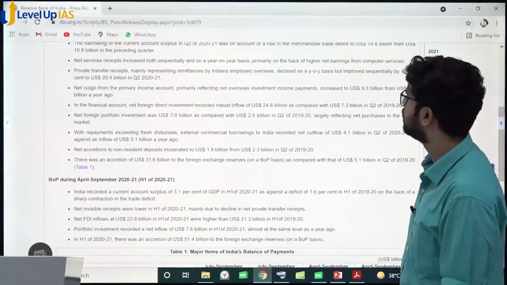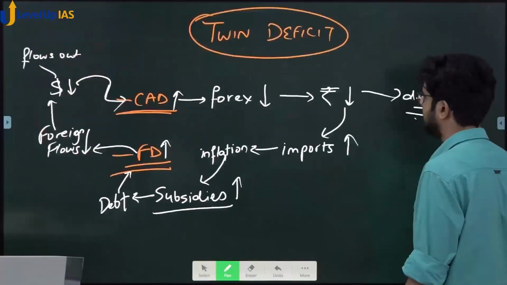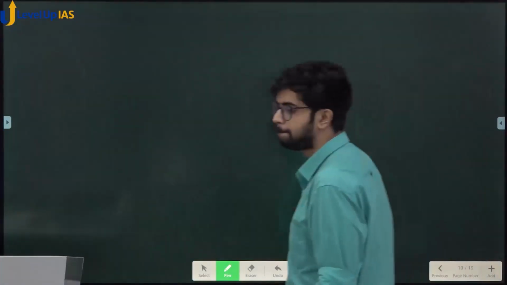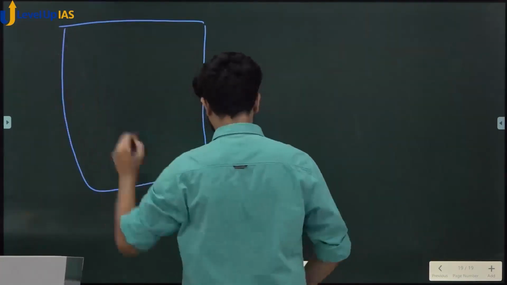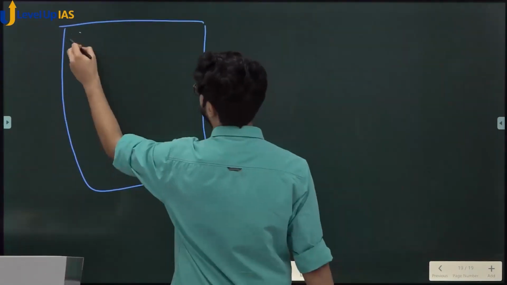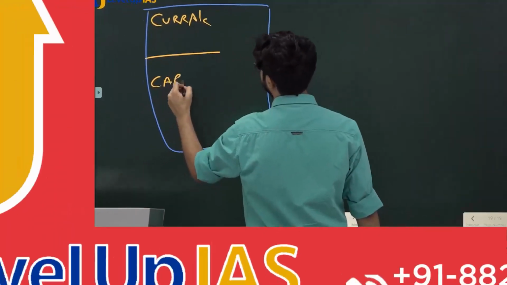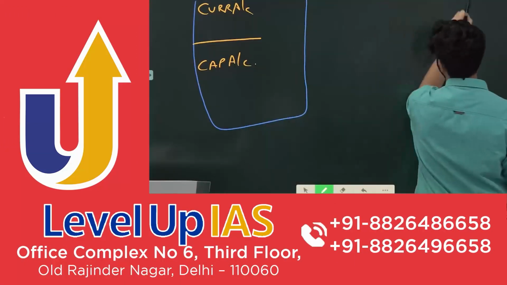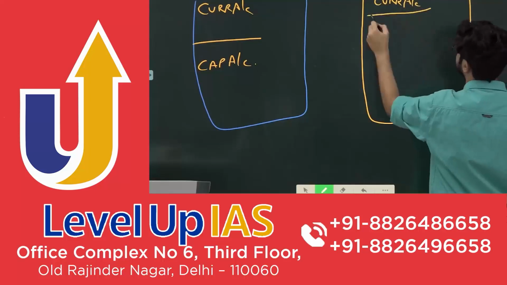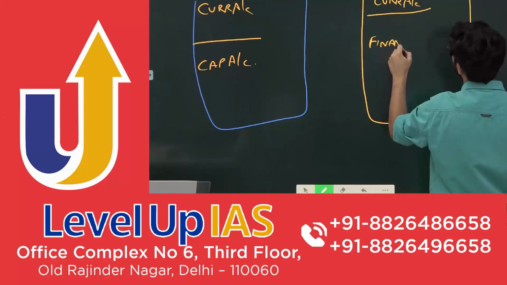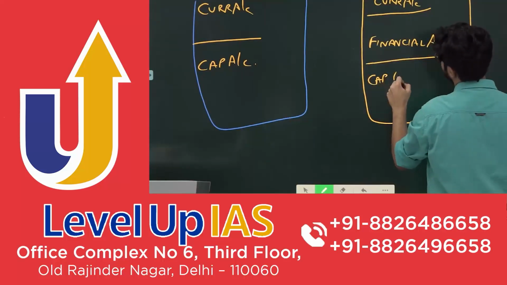In the financial account, now this is a good point which they brought in here just to know. So earlier you knew balance of payment as what? You knew balance of payment as current account and capital account. Okay. Now the new format shows current account, financial account and capital account. Sir, what is financial account?